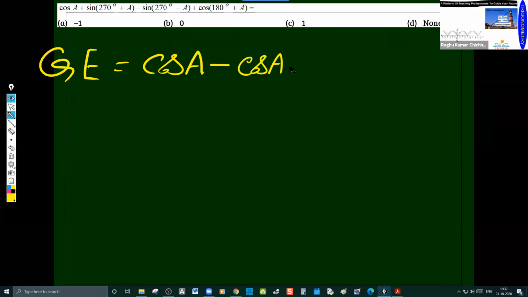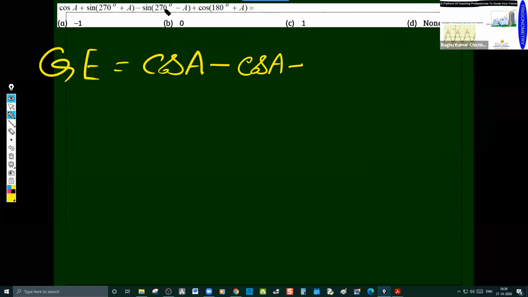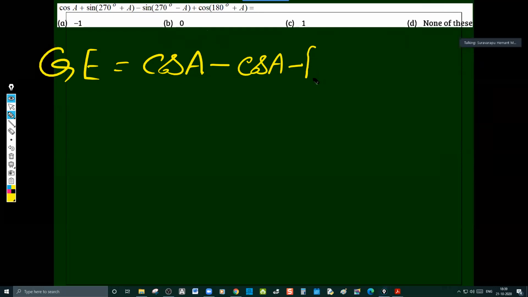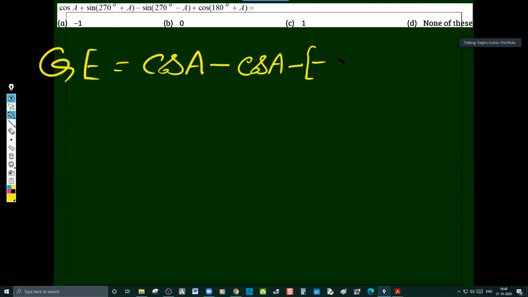Come on, tell me similarly the next one. Sine of 270 minus A? It will be third quadrant. Yes, that's good. Sine is negative or positive? Sine is negative. That's good. I wrote minus. For 270, will it change or not? It will change. So what will it be? Cos A.